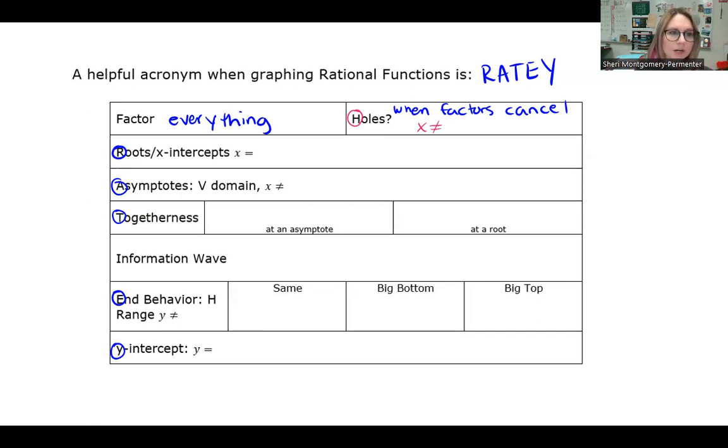For the roots, x equals, and we're going to mark them on our graph with a point. You can list your x-intercepts or your roots as x equals, or you could list them as a point, and it will always be whatever the x value is, comma 0. I don't really care how you write them. Either one is fine. So that is the R part of RATE.